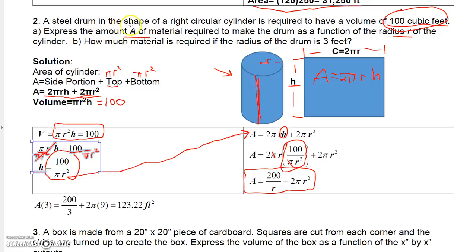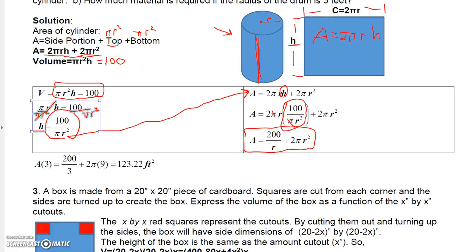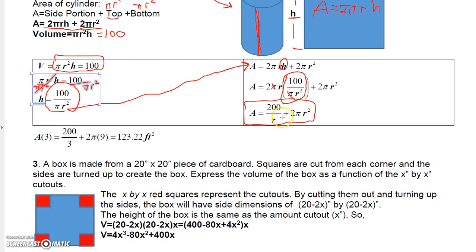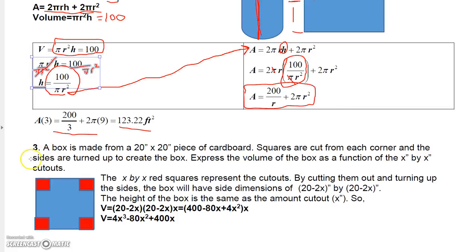It just says, how much material is required if the radius of the drum is 3 feet? Well, all you have to do is put in 3 everywhere there's an r. So you get 200 over 3 plus 2 pi times 9. And then I just grabbed a calculator and figured that out, and I came up with 123.22 square feet.